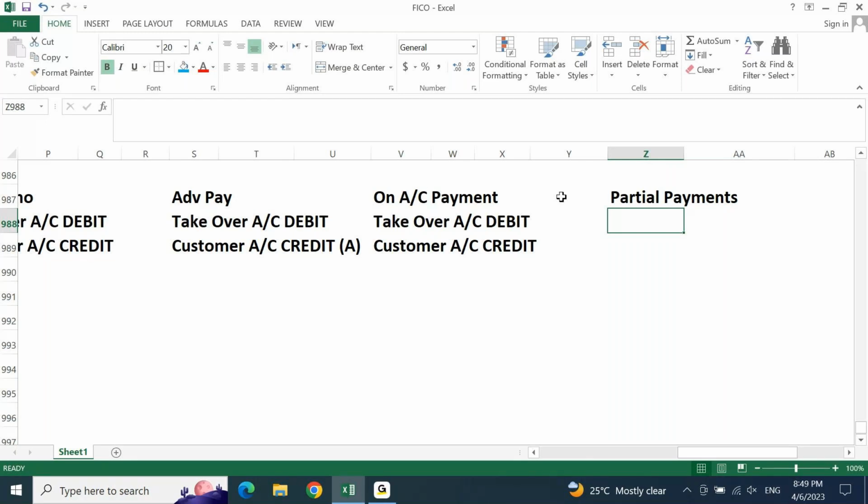Now, while posting a partial payment, can we do a manual entry? If there are hundreds of payments, then it is not possible. This is customer, right? We have to post manually only, right? But when we post a partial payment, what will be the accounting entry?